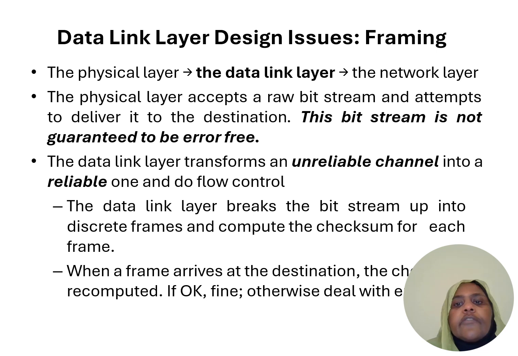The data link layer transforms an unreliable channel into a reliable one by adding flow control. The data link layer breaks the bit stream into discrete frames and computes a checksum for each frame to make sure that the data has arrived without errors. When the frame arrives at the destination, if the checksum is correct, then the frame is accepted. Otherwise, the frame is discarded, and an acknowledgement may be sent back to the sender to resend the frame.